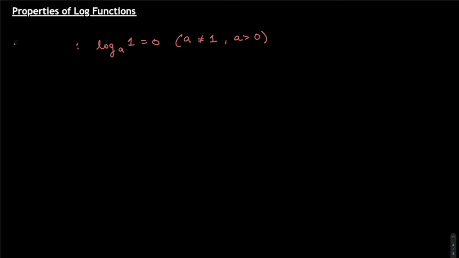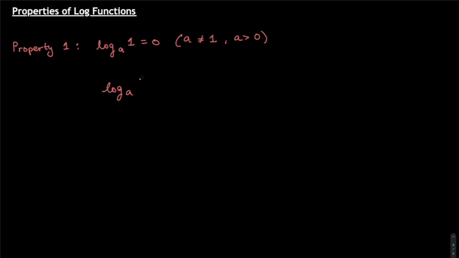Property 1: log base a of 1 is equal to 0. Let me just show you a small proof. If I have log base a, a can be anything. It can be the natural exponent e, it can be 10, it can be a billion, it can be pi, whatever.